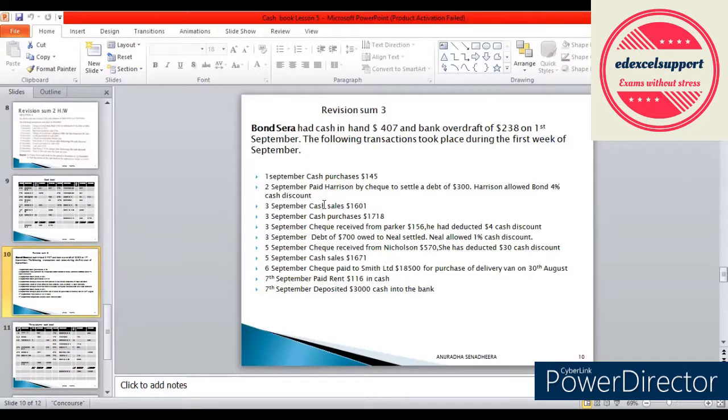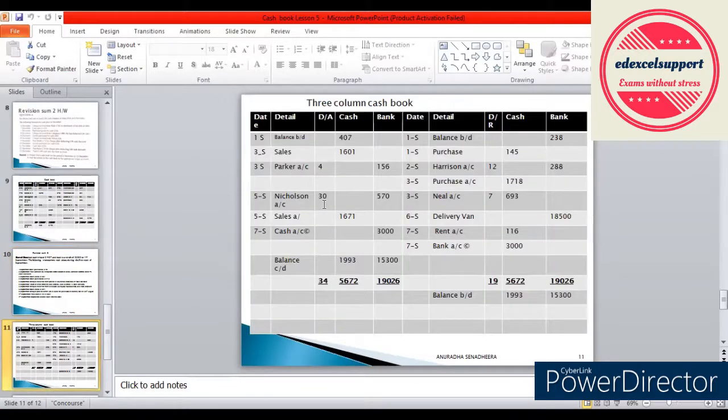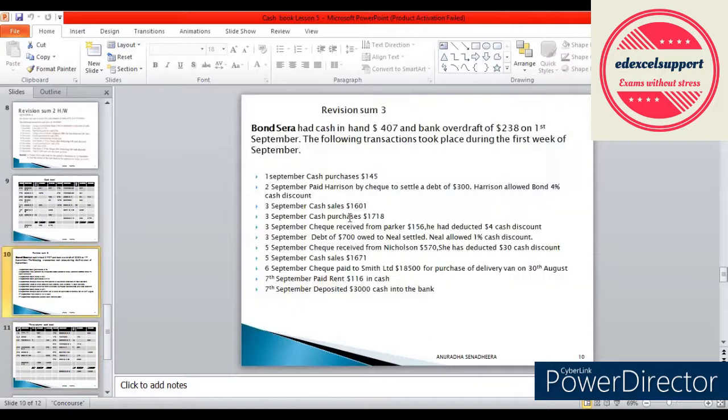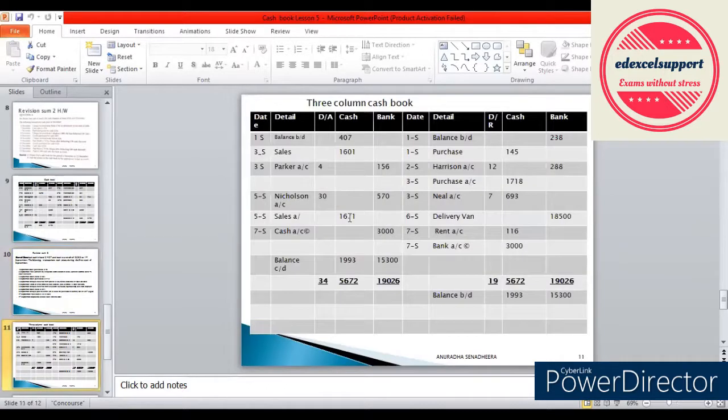Next one is cash sales again. Cash account debit 1,671. You can see sales account. That's done. Next one is 6th September. Check paid to Smith Limited for purchase of delivery van 30th of August. So we paid a check, 18,500. So it's bank credit 18,500. You write the relevant account, delivery van.